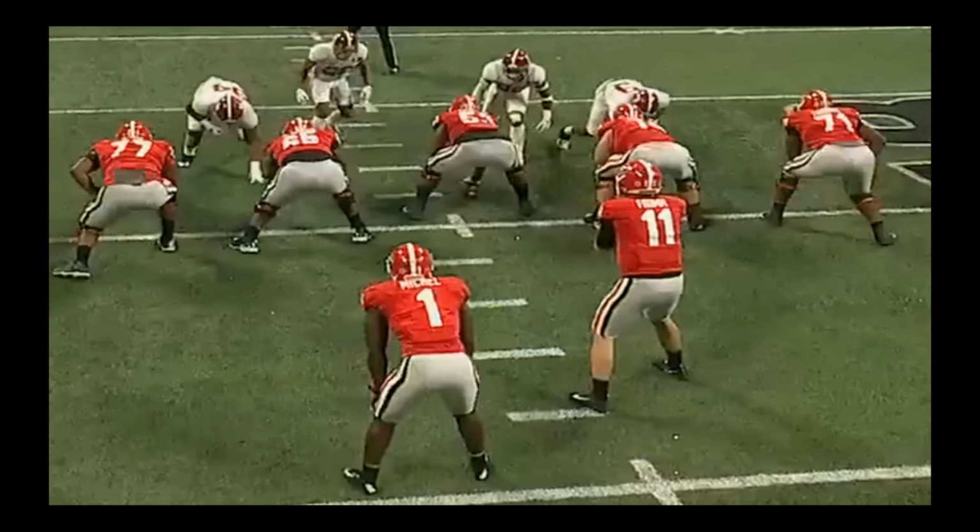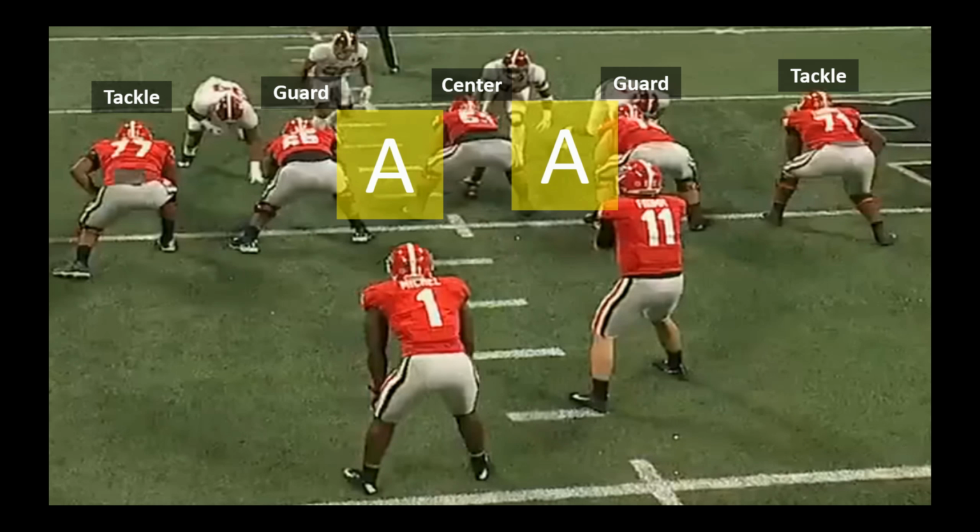What is a gap? A gap is the space between or outside of blockers on the offensive line. To illustrate the point, in this picture, you have a standard 5-man line: a center, 2 guards, and 2 tackles. The A gaps are the space between the center and the guards. The B gaps are the space between the guards and the tackles, and the C gaps are going to be outside of the tackles.